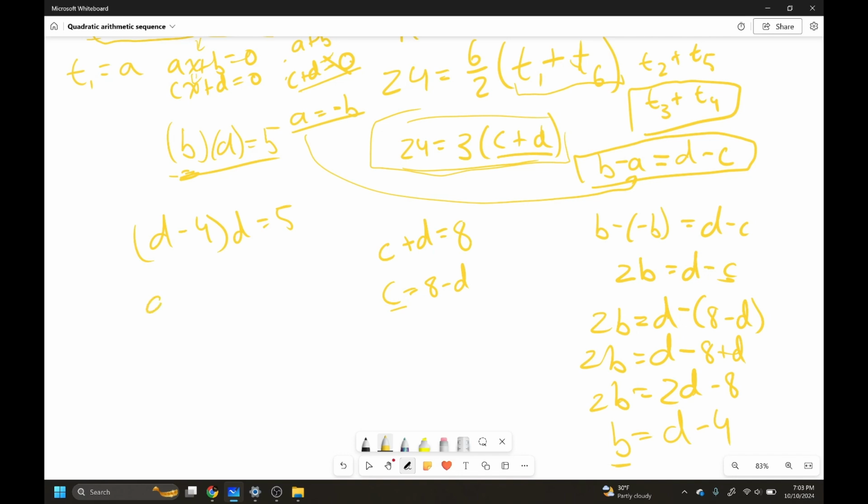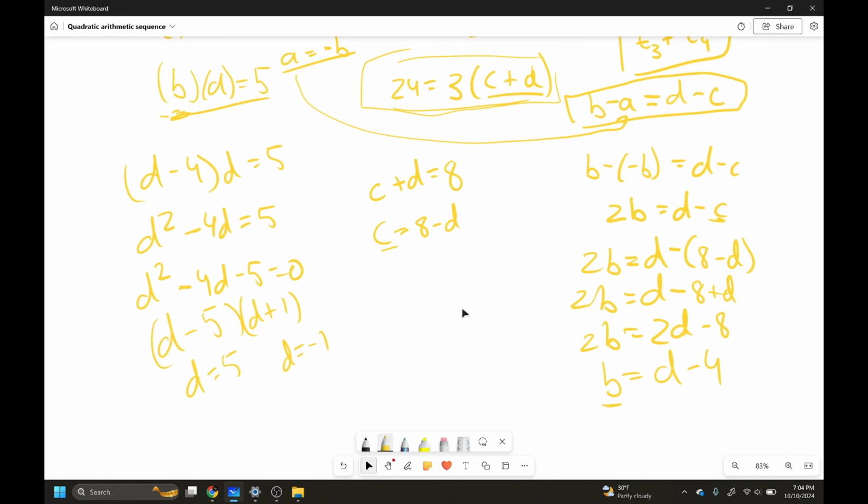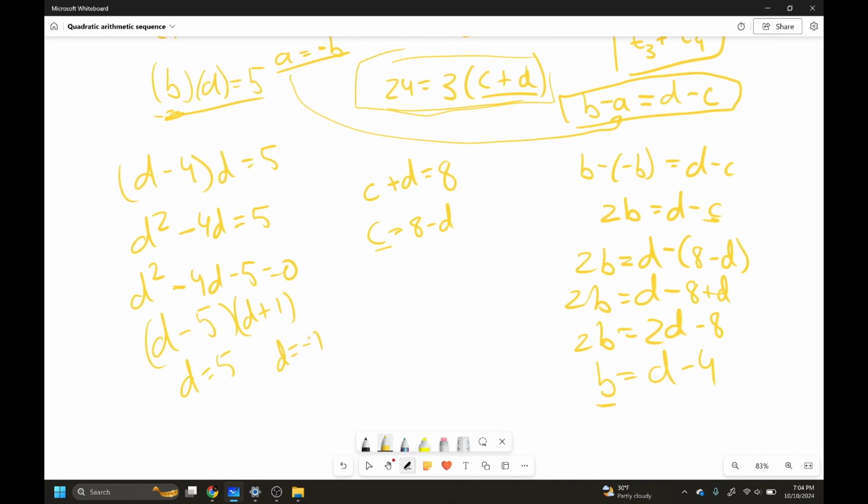Now this is just a quadratic. d squared minus 4d is equal to 5, so d squared minus 4d minus 5 equals 0. Now we can factor this into d minus 5 times d plus 1, and then we get that d is either equal to 5 or d is equal to negative 1. So we have two options here, and we have to test whether one of them works, both of them work, or none of them work.